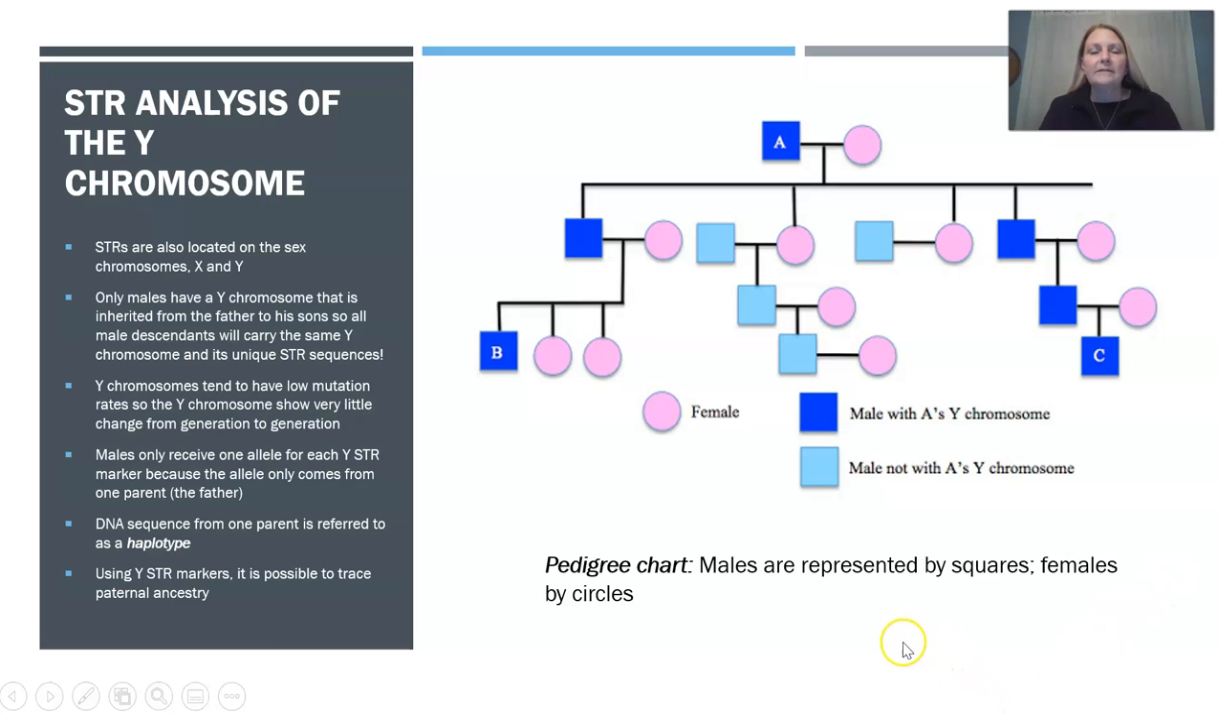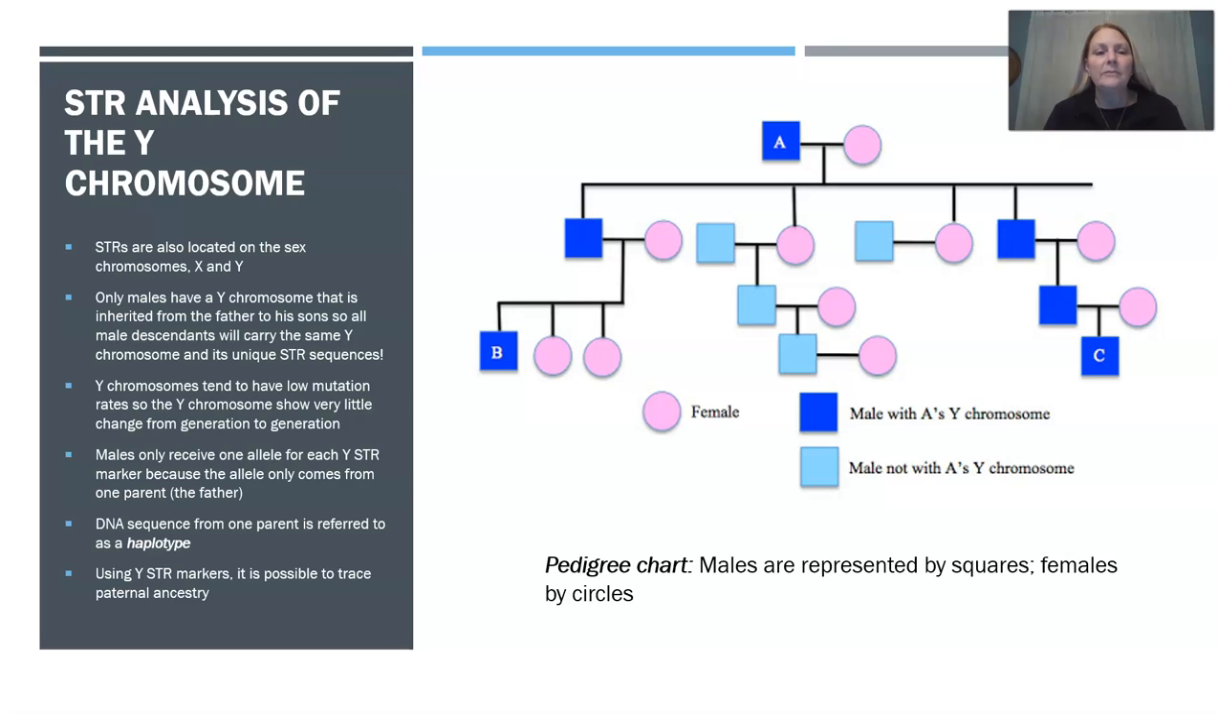All right, so let's look at what happens when you look at the Y chromosome and the STRs that are on that Y chromosome. So if you remember, you have 46 chromosomes total, and 2 of those 46 are the sex chromosomes. So if you're a girl, you have 2 X chromosomes, and if you're a boy, you have an X and a Y chromosome. So on that Y chromosome, you have certain STRs that can show up.